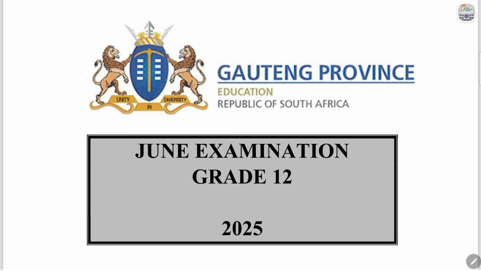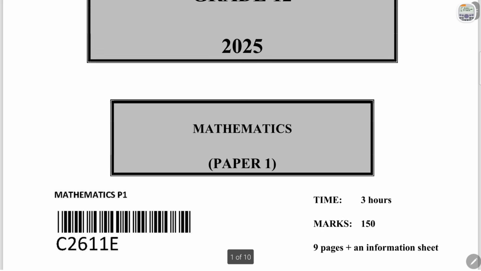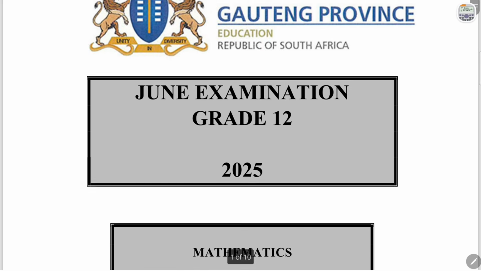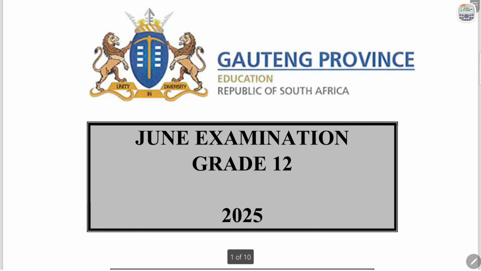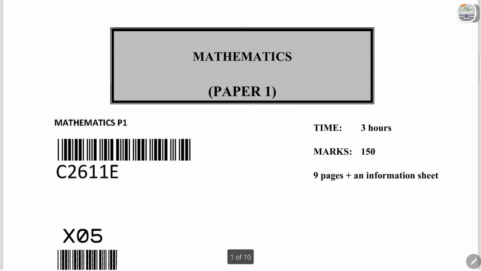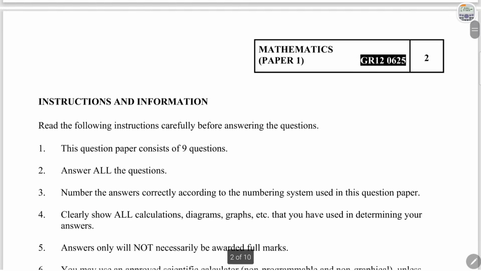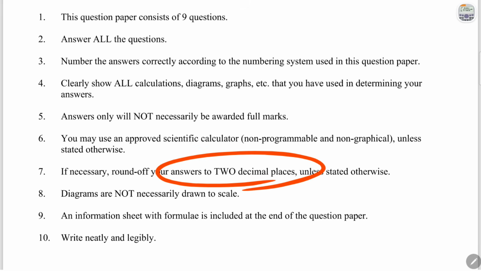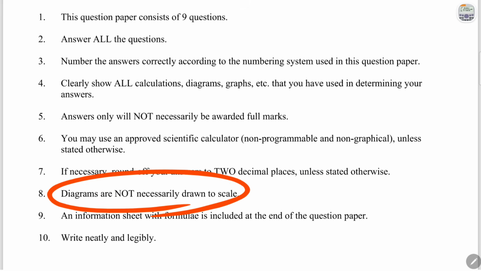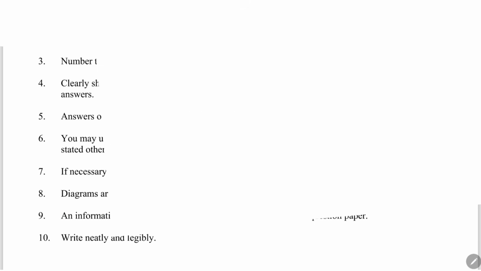In this video, we'll be working on the Mathematics Paper 1 for June 2025, and this is specifically from the Gauteng province. This paper is worth 150 marks, and the time allocated is 3 hours. Remember to round off to 2 decimal places unless stated otherwise, and the diagrams are not necessarily drawn to scale. Okay, with that being said, let's get into this video.